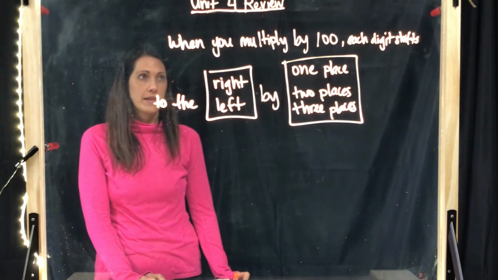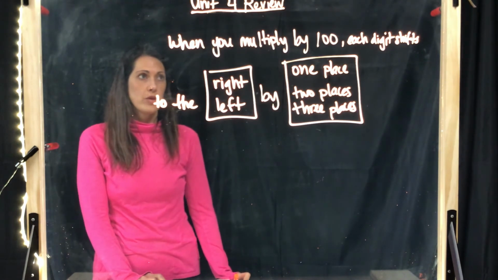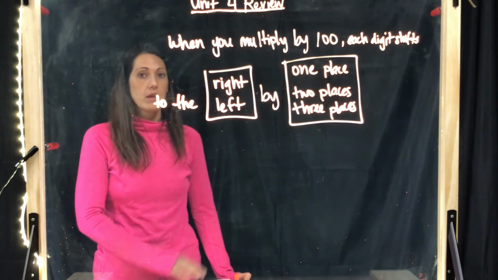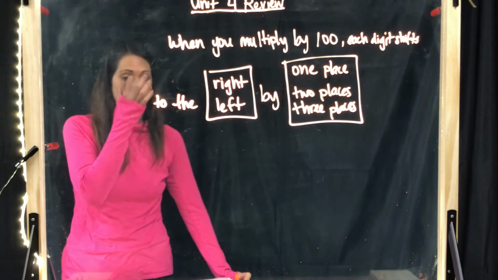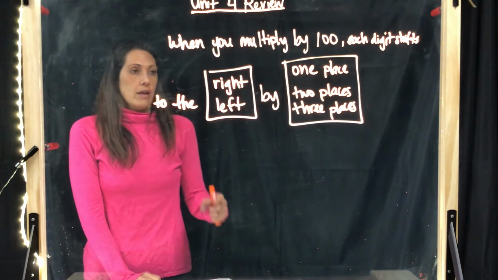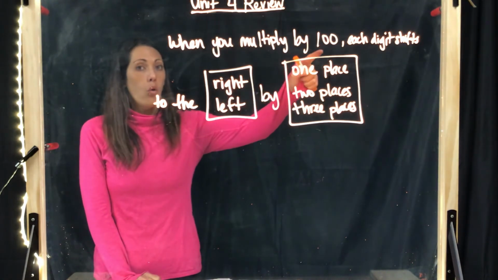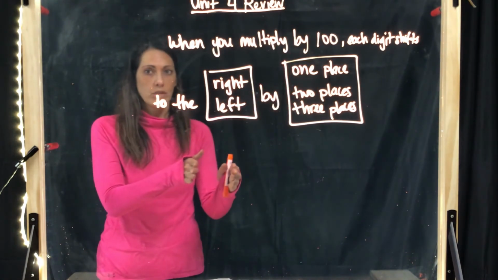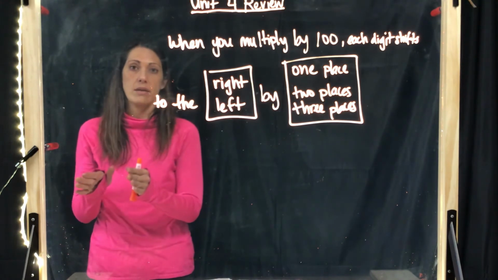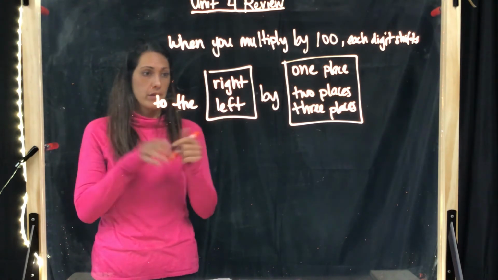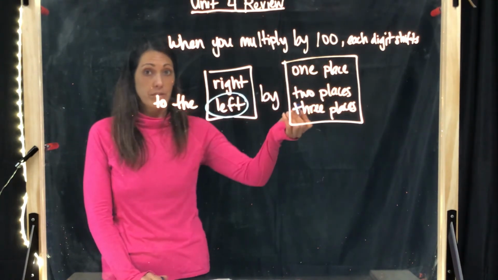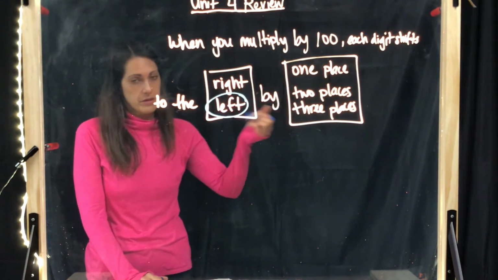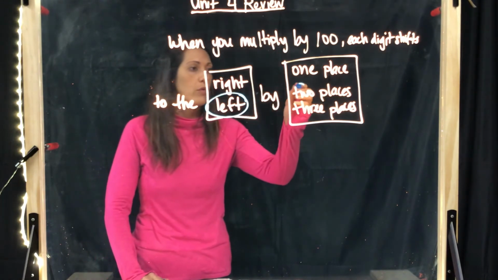Let's take a look at number 19. It says when you multiply by 100, each digit shifts to the, so we're thinking about a whole number 100. And in number 15, we talked about this a little bit. When you're multiplying by a whole number, your digits will start to move to the left because the number is getting greater, it's getting bigger. So they move to the left. Now, if you're doing 100, you're going to think about how many zeros there are. There's 2 zeros, so it will move 2 places.